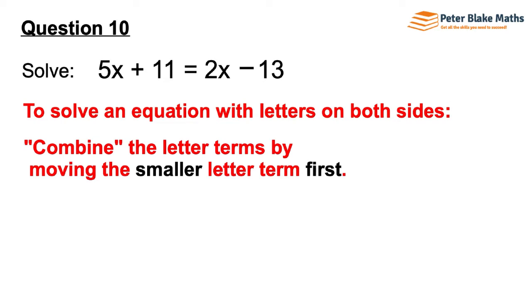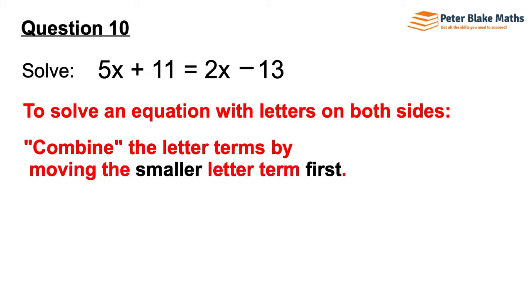Alrighty, I have a special first step for these ones, and it does make these questions go much smoother. To solve an equation with letters on both sides, we've got a 5x and a 2x there. I'd like to combine the letter terms by moving the smaller letter term first. No matter which side the smaller letter term is on, I like to move the smaller one across to where the bigger letter term is. It helps avoid minus numbers for students, which can get tricky.